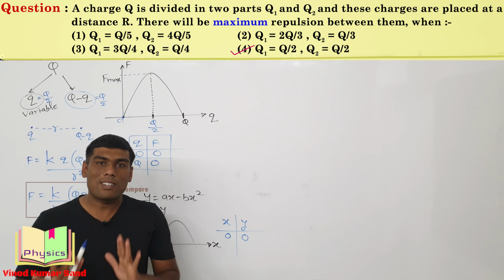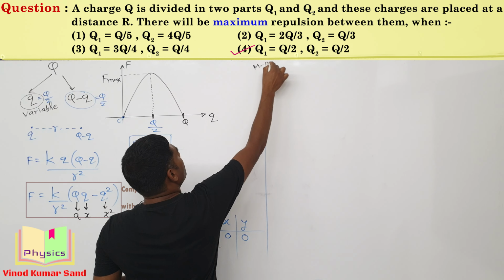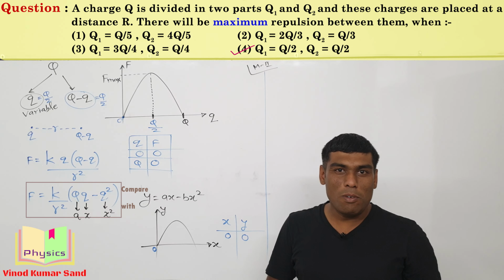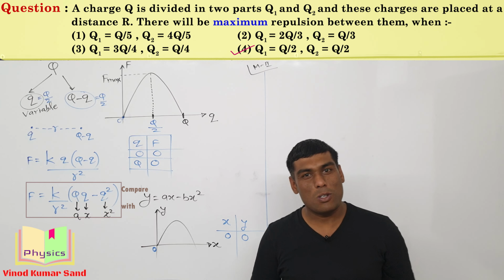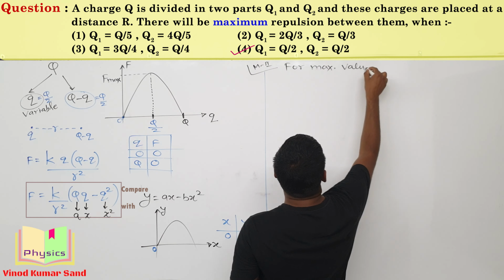Now we can obtain the same answer using another way. This is the second method. We know the concept of maxima and minima. For maximum value of the repulsive force, the first differentiation of the force must be equal to 0. So let's do that here.